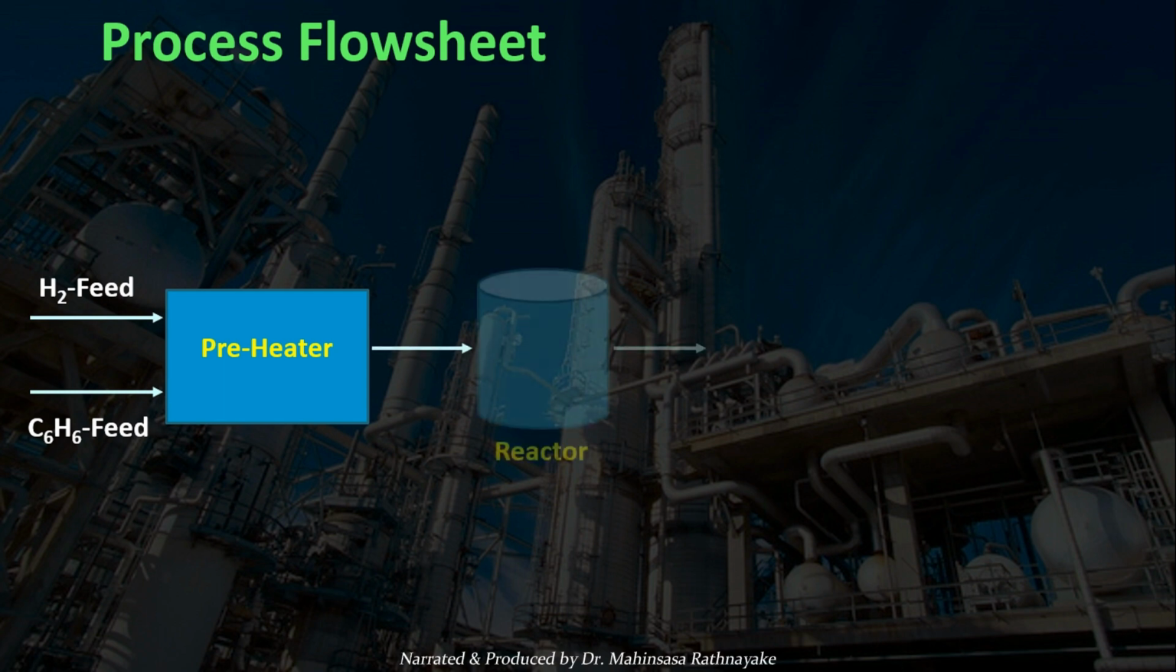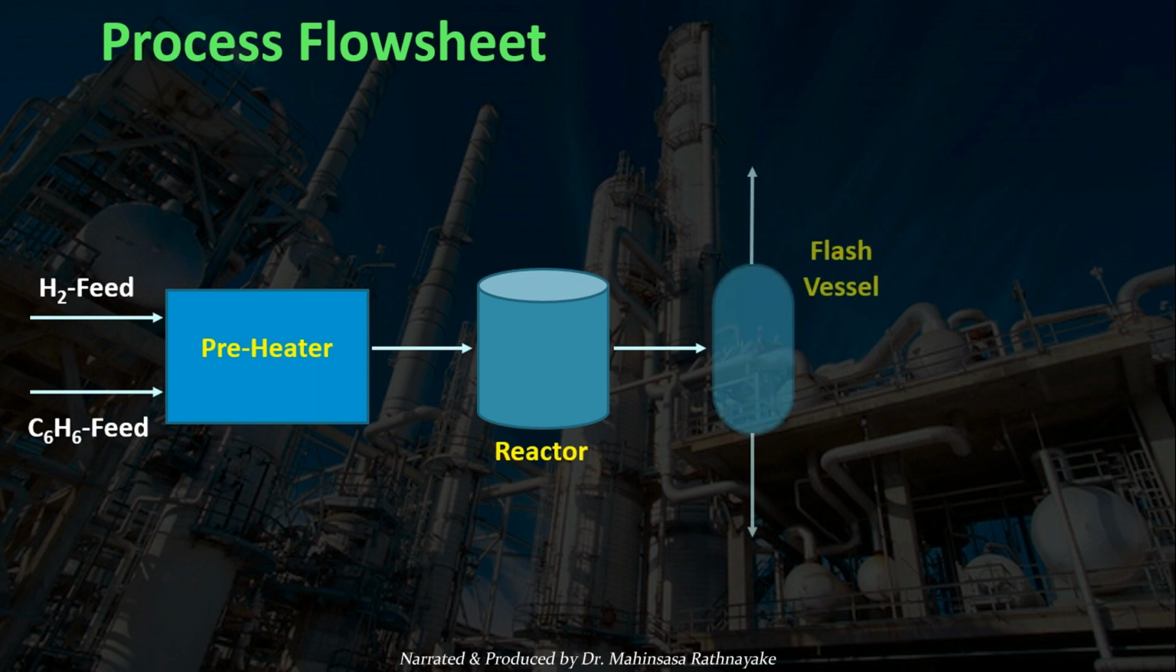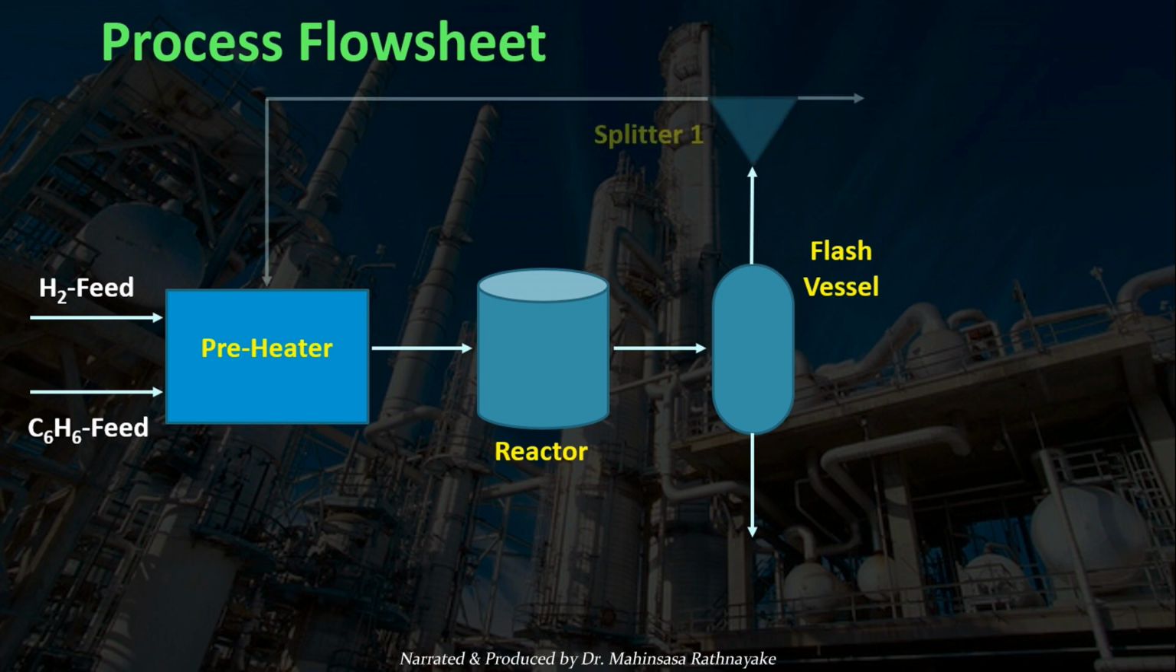This feed mixture is then sent to a fixed bed catalytic reactor where three hydrogen molecules react with one benzene molecule to form cyclohexane. The reactor effluent stream is then sent to a flash tank to separate the light and heavy components of the mixture. The vapor stream coming off is recycled back to the feed mixture after a small purge stream is removed to prevent impurities building up in the system.